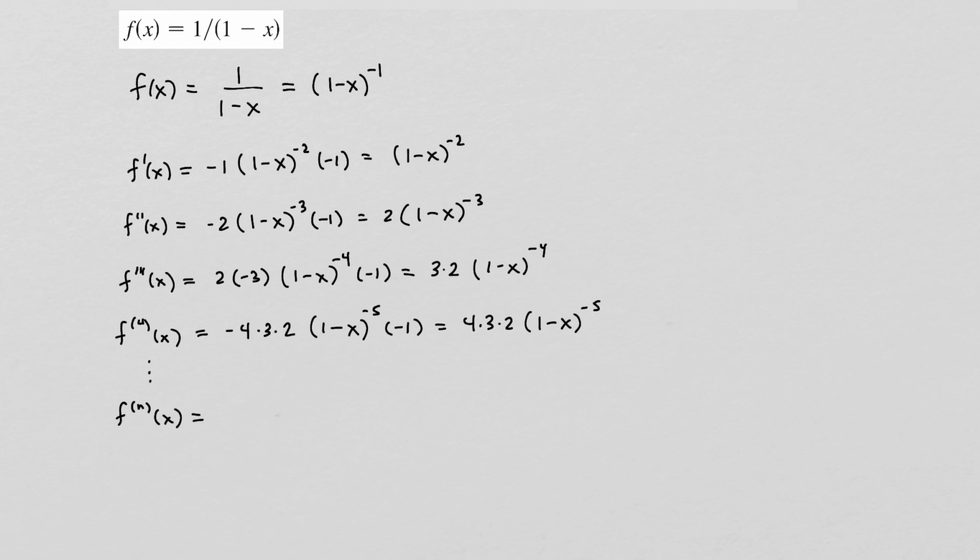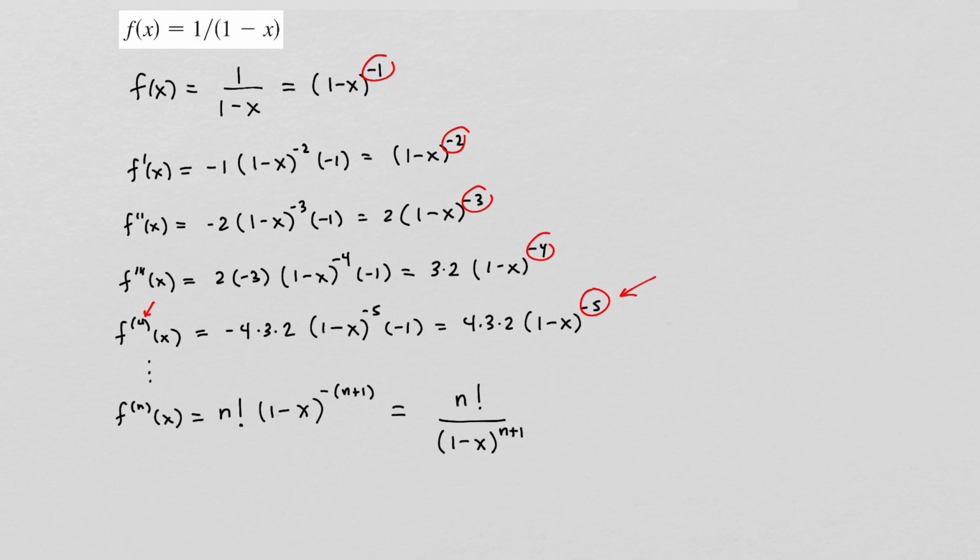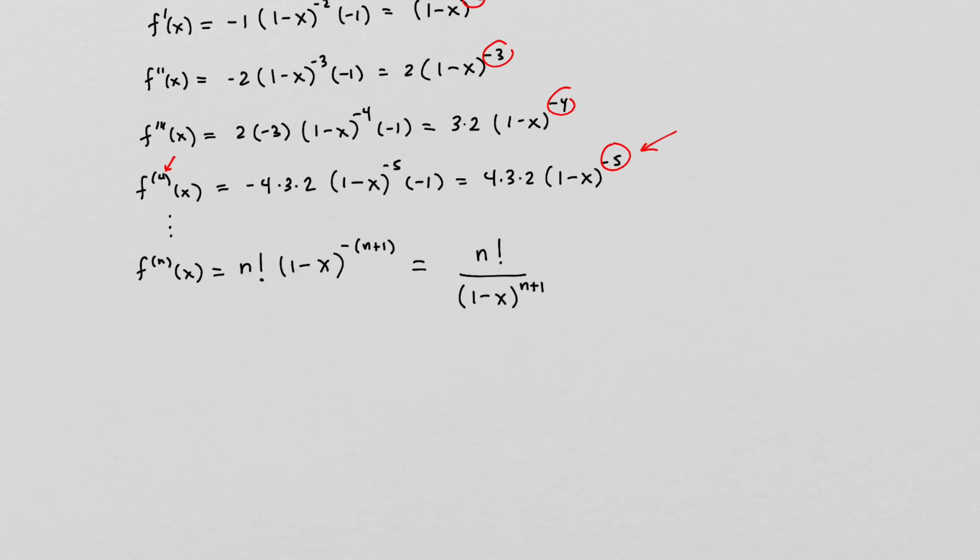So it is safe to say that we have n factorial and then 1 minus x to what power? Well, notice that the power is always negative, and the number is always 1 more than the derivative. So I'm going to express this as 1 minus x quantity to the negative n plus 1. Another way to write this would be to say that it's equal to n factorial divided by 1 minus x to the n plus 1 power.